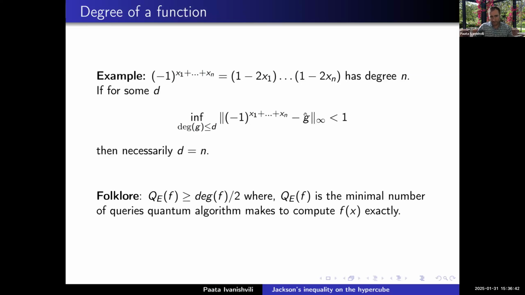Before I move on, let me say a few words about degree. In general, finding the degree of a function is not an absolutely trivial problem. And knowing the degree of the function has some applications in theoretical computer science. For example, there is a folklore statement that if you have a quantum algorithm which computes f exactly on each input, then the number of queries this algorithm makes is at least degree over 2. So knowing the degree of the function, we can get some information about the minimal number of queries a quantum algorithm makes to compute f exactly.